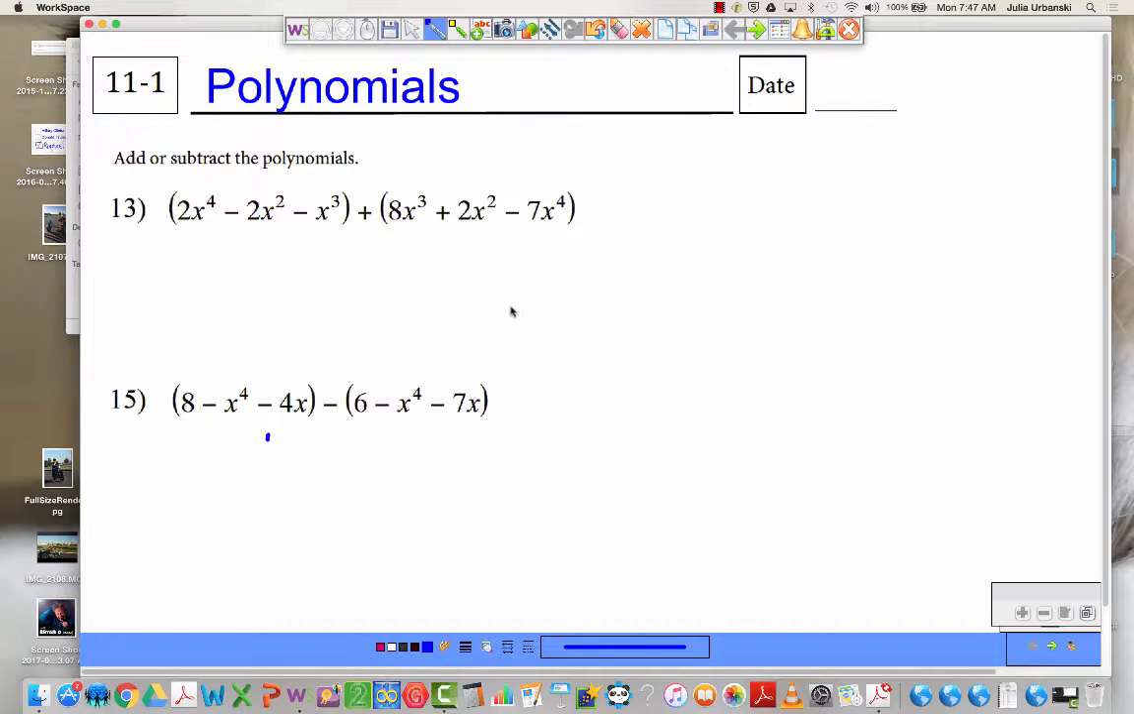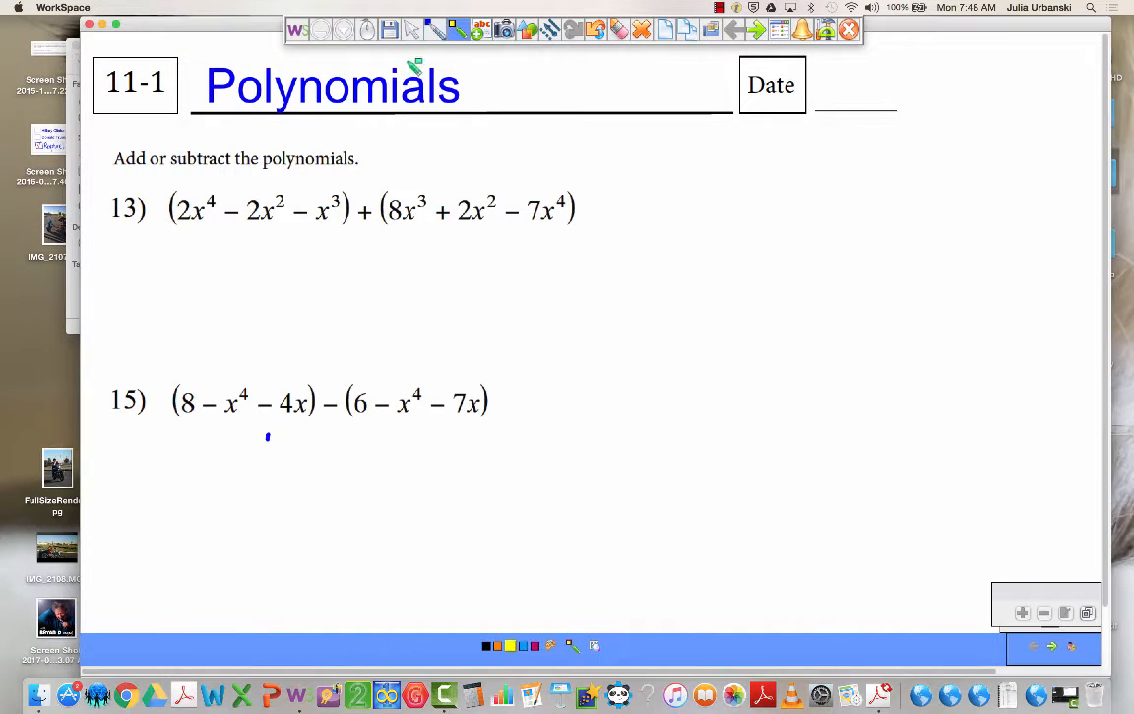Sometimes you lined it up with the common terms. Sometimes you just found the ones that matched. So I am going to just try to find the ones that match here. And we're going to always start with the highest exponent. So you have x to the fourth. And do you have any other x to the fourth to go with it?